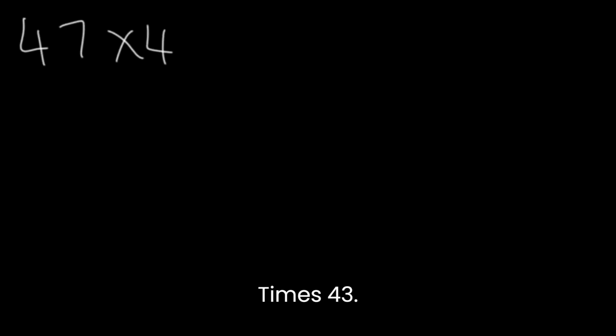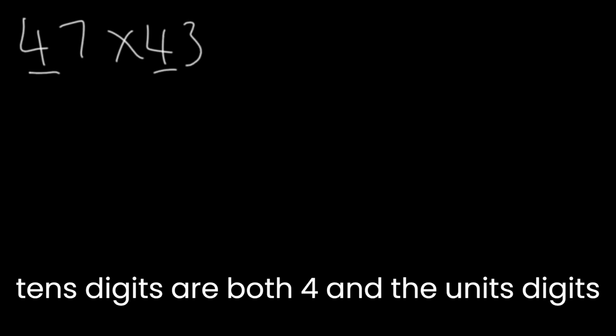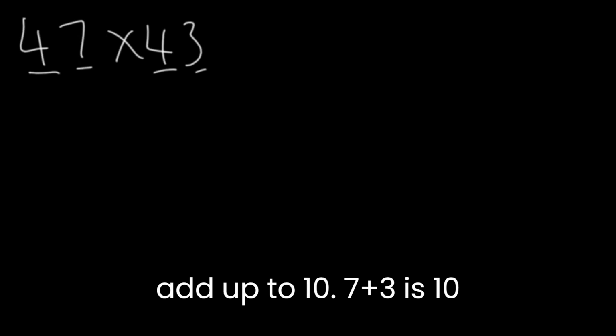Let's talk about multiplying two numbers with a certain requirement. The requirement is that the tens digits have to be the same and the units digits have to add up to 10. Let's look at an example. Let's say we have 47 times 43. This meets the requirement because the tens digits are both 4 and the units digits add up to 10. 7 plus 3 is 10.